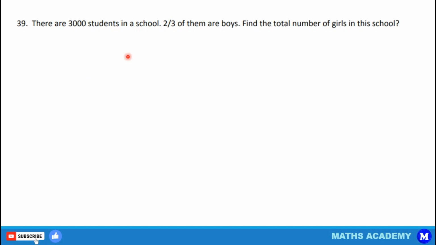Total number of students, that means boys and girls, equals 3000, and out of them 2/3 are boys. Which clearly means 1/3 is girls, because 3/3 is the total. Out of that, if you minus 2/3, that is the boys, you get the girls. So that is 3/3 minus 2/3 gives you 1/3. And 1/3, if you multiply by 3000, you get the number of girls in this school. So now let's do that.